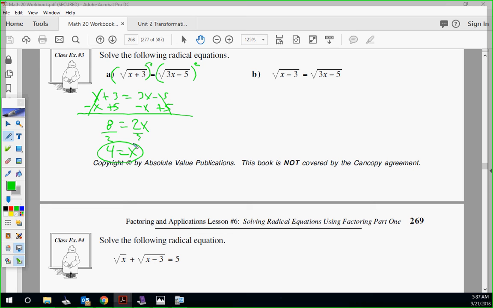4 plus 3 is 7, so root 7 just stays root 7. On the right, I'm plugging it in: 3 times 4 is 12, minus 5 is 7, so root 7. So we're still good. This one is verified.